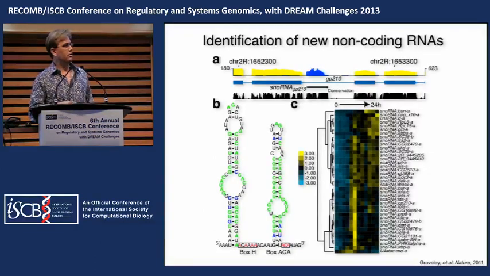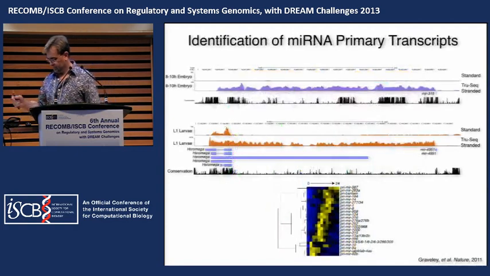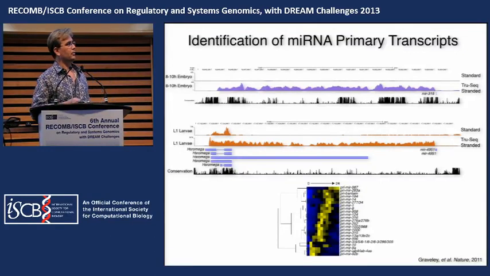And of these snoRNAs, we identified about 40 of them, and they're all expressed at different times throughout development. In addition to the snoRNAs, we were able, using the total RNA sequencing data, to identify all the precursor transcripts for every microRNA encoded in the genome.